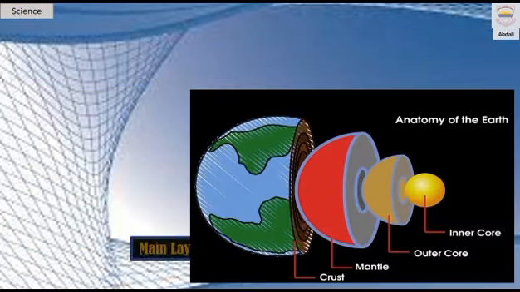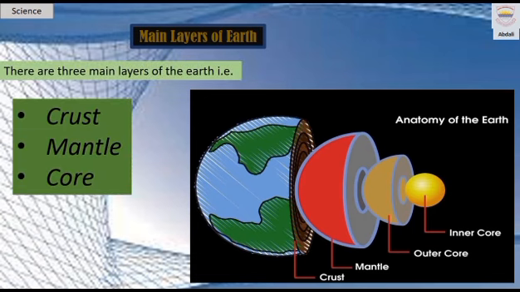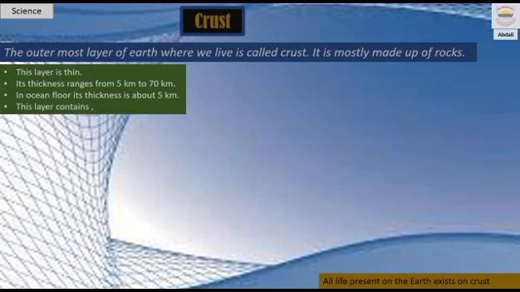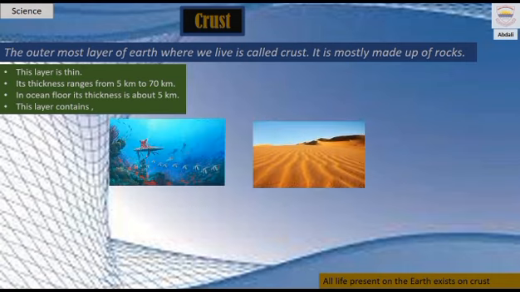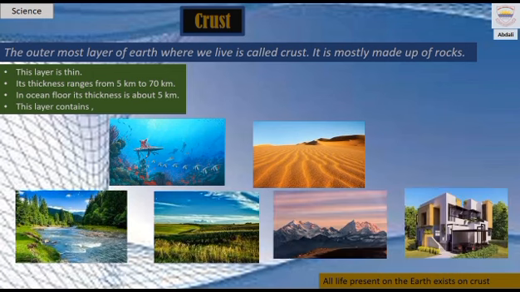There are three main layers of the Earth: crust, mantle, core. Crust. The outermost layer of the Earth, where we live, is called crust. It is mostly made up of rocks. This layer is thin. Its thickness ranges from 5 kilometers to 70 kilometers. In ocean floor, its thickness is about 5 kilometers. This layer contains oceans, deserts, rivers, fields, mountains, and dwelling areas. All life present on the Earth exists on crust.